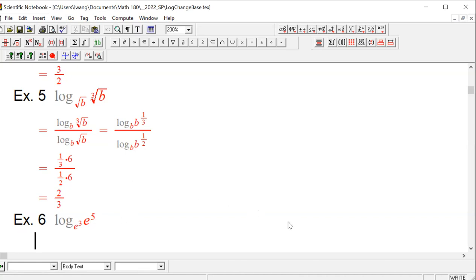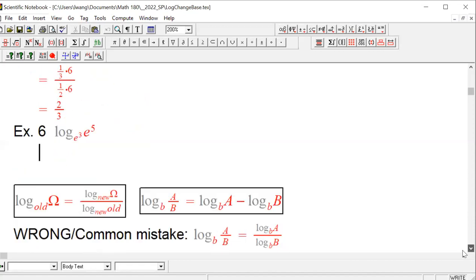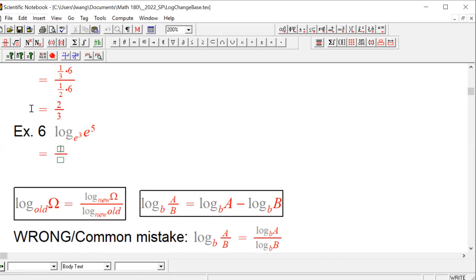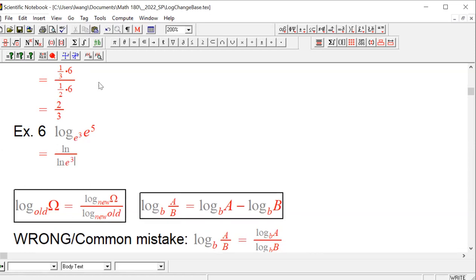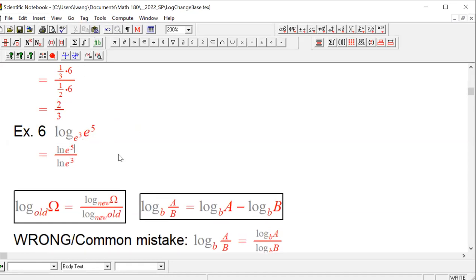Apparently, in this case, we will choose to use the natural log, e, as our new base, right? So we have ln. The old base is e to the power of 3, so that goes under. The new base is on the top.